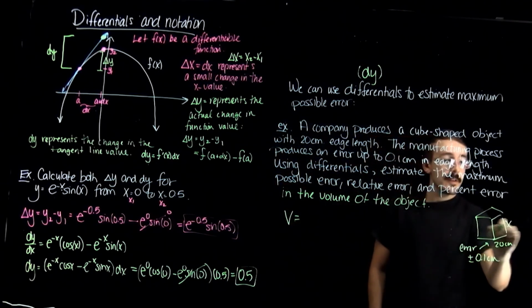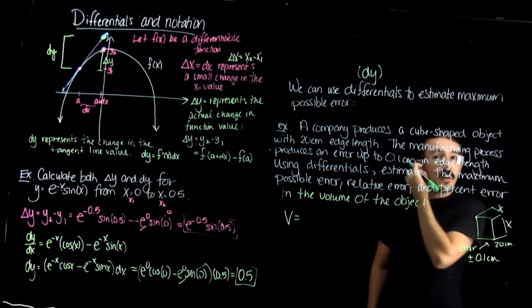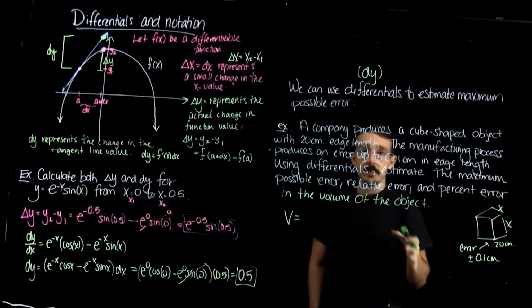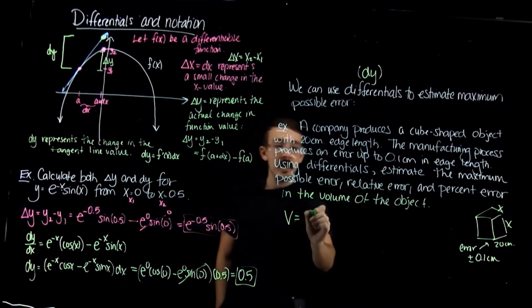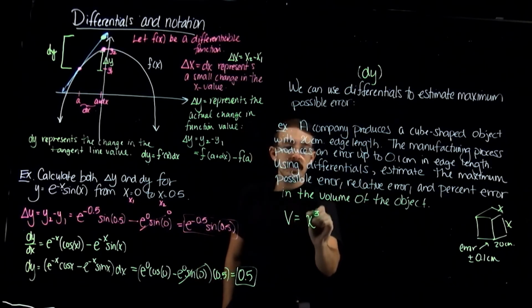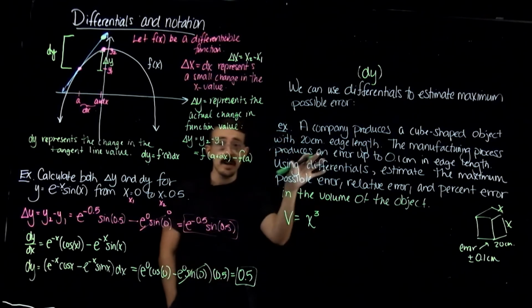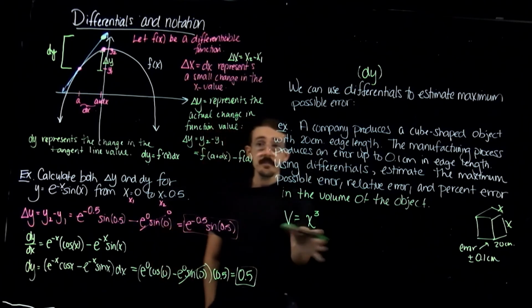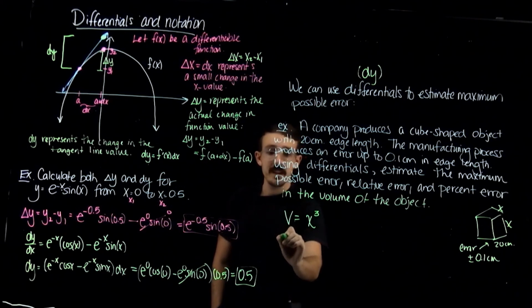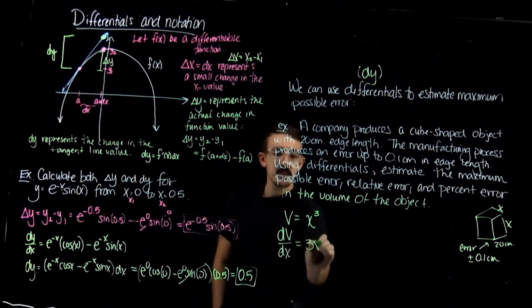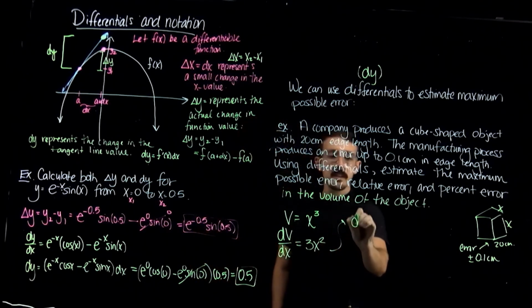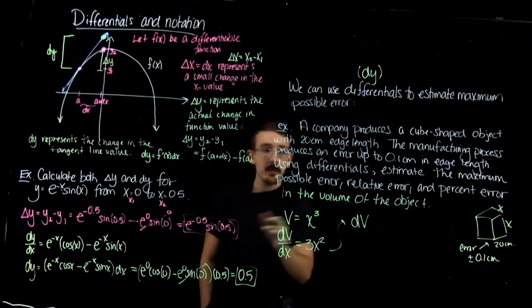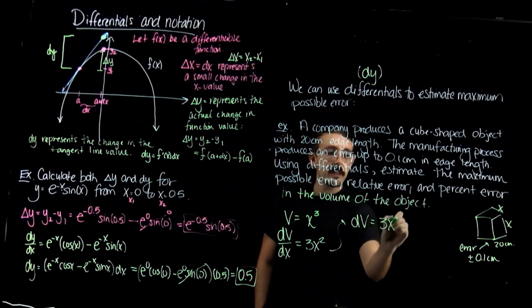Well, this edge length is going to be varying a little bit based on how the machine is doing and producing that standard 20 centimeters. I'm just going to call the edge length x. And the volume formula for a cube is just going to be length times width times height, which is just x cubed. Let's take the derivative of both sides with respect to x. So this is going to be dV/dx is equal to 3x squared. If I move dx to the other side, this is going to be dV, the differential of the volume, is equal to 3x squared dx.